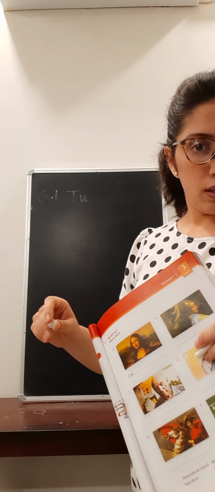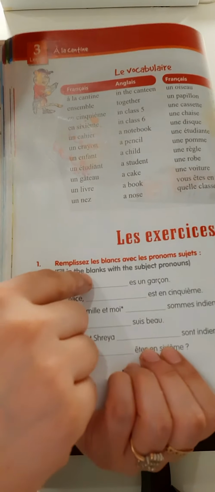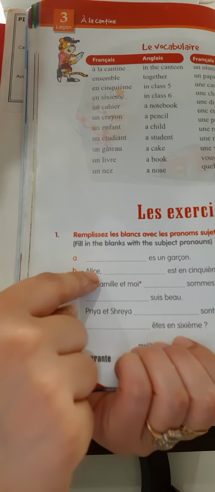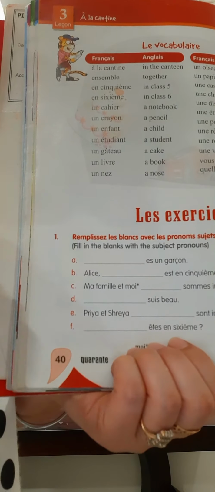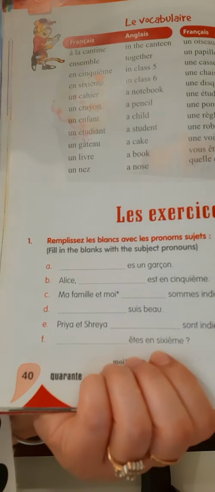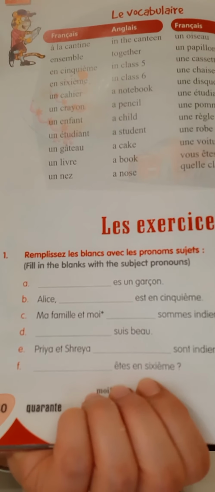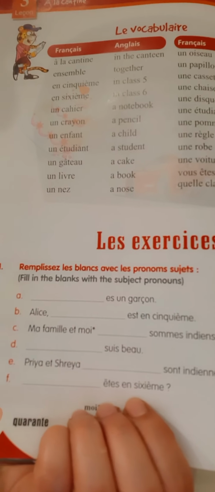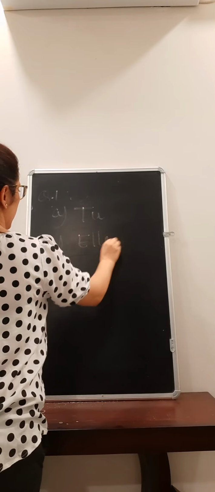I guess it's not clear, so let me tell you the spellings. T-U, tu. Then, Alice is in cinquième. Alice is a girl. So you will write E-L-L-E, elle, because we are indicating that it's a female. For girl, we use elle. She is in cinquième or fifth. So the first answer is tu. The second answer is E-L-L-E, elle.